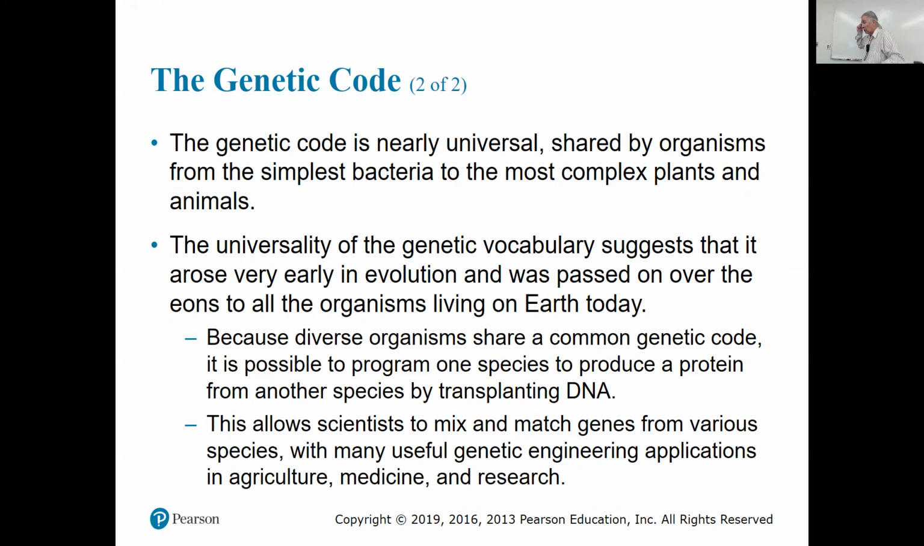So since they share a common genetic code, it's possible to program one species to produce a protein from another species by transplanting DNA. That's how we can make all these human proteins like insulin for diabetics, like clotting factors for hemophiliacs. We put that gene into a bacterium. The bacterium expresses that human protein, and we collect it from there. So it's revolutionized, and really brought the cost down and made a lot more supply of all these important human proteins that are being made by bacteria. So many useful genetic engineering applications in agriculture, medicine, and research in order to make transgenic organisms.